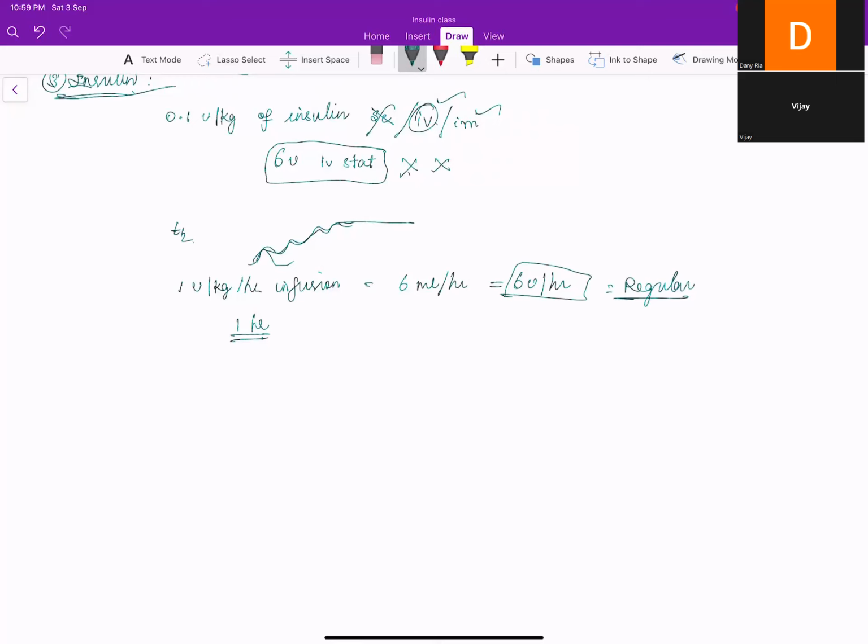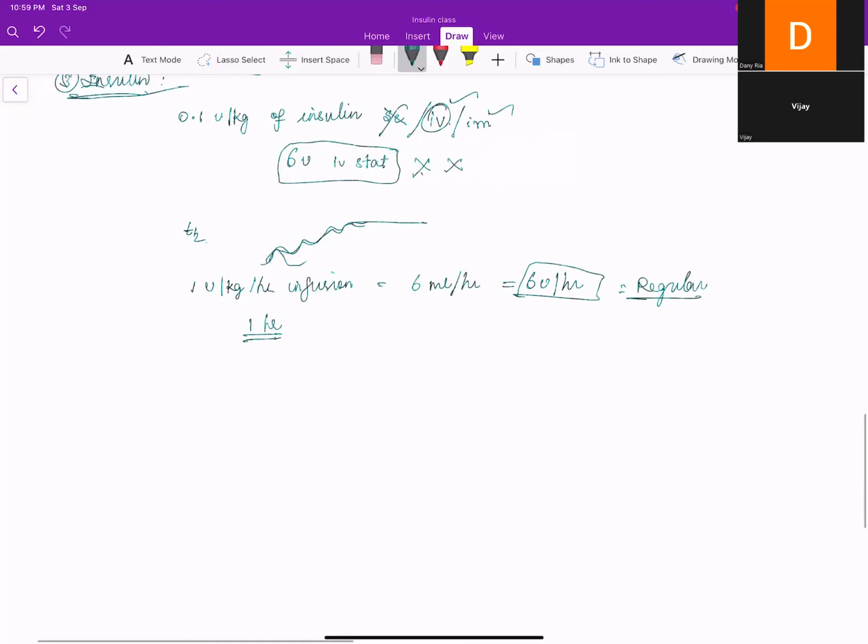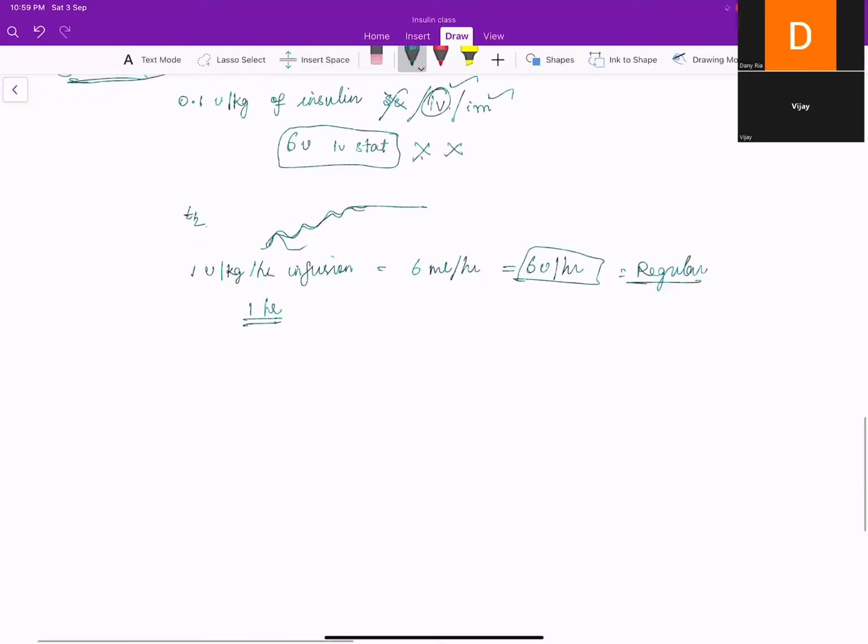Okay, 6 ml per hour. If you mix 50 units of insulin in a 50 ml syringe, then 1 ml equals 1 unit. Based on your dilution, 6 ml per hour or 6 units per hour. Okay, 6 units per hour.